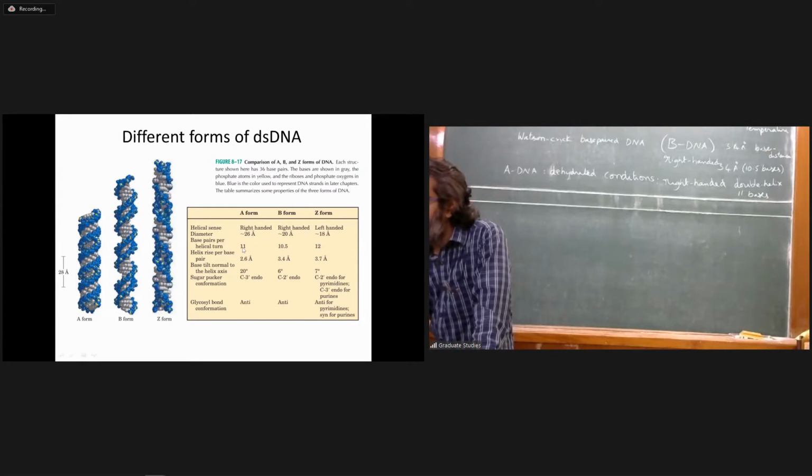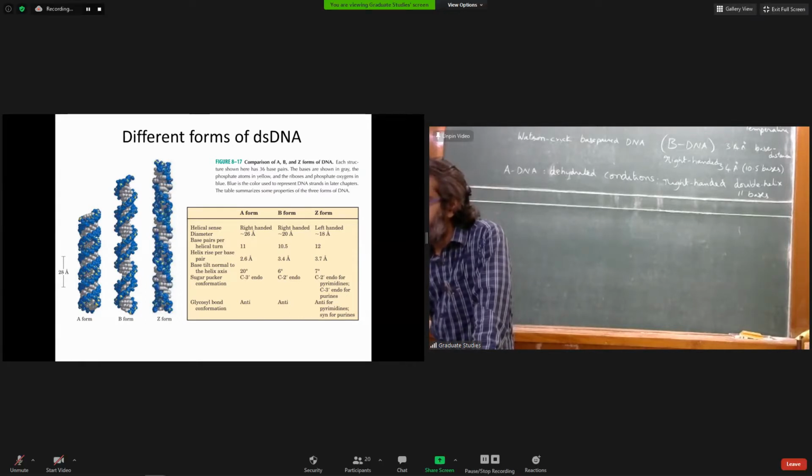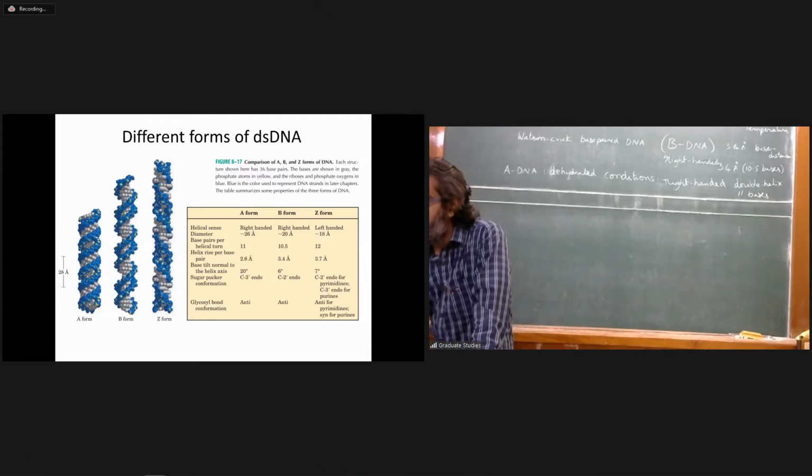Sir, I have one question. These A, B, Z forms are forming at different water concentrations? Essentially, B is physiological conditions. A is either less water or dehydrated. So typically it occurs in crystal structures where you have to crystallize this DNA. Crystallization means you have more molecules packed together with less and less water. Okay, sir. So concentration alone is not the factor, there are other factors also.